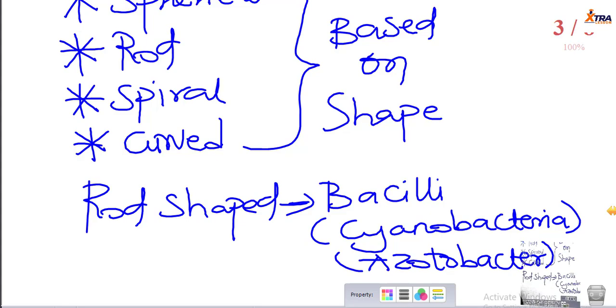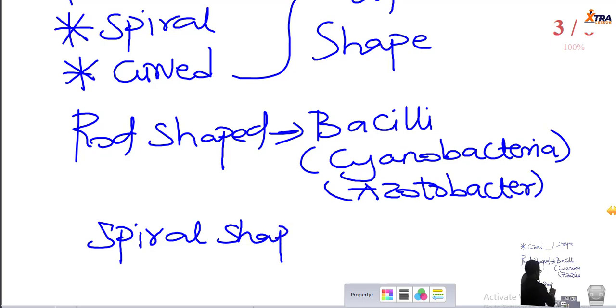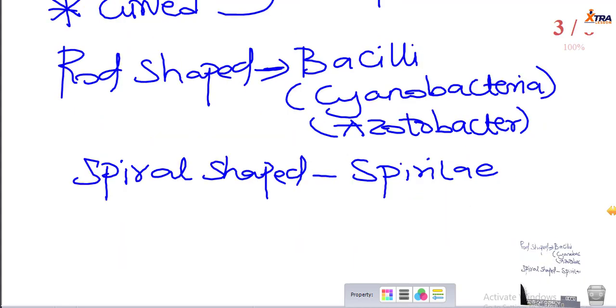Now spiral shaped, spirilla. So you hear words like spirilla. So when I describe a bacteria as spirilla, I'm trying to say it's spiral shaped. And when you hear curve shaped, that's Vibrio. You get it now? So the names don't come from the sky.